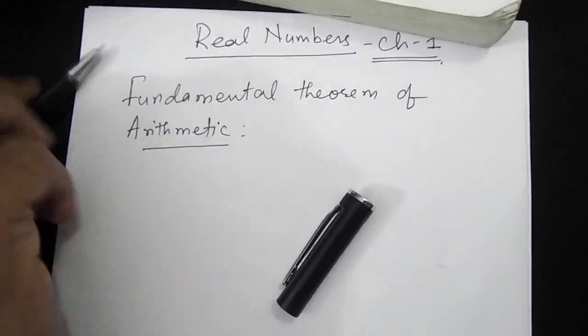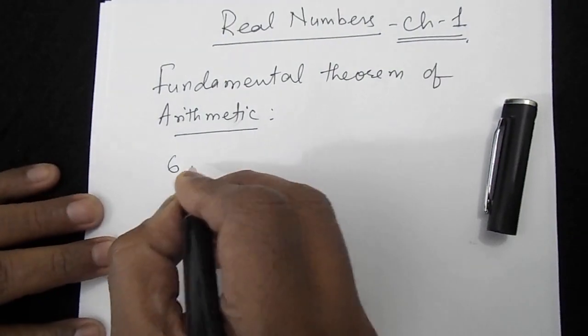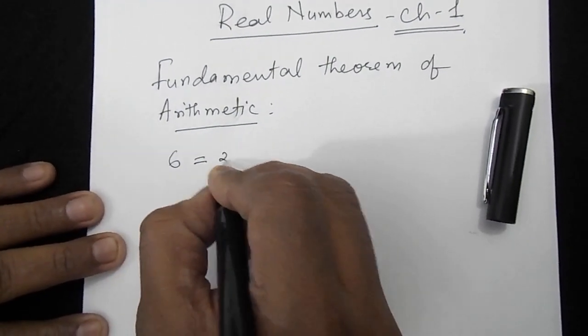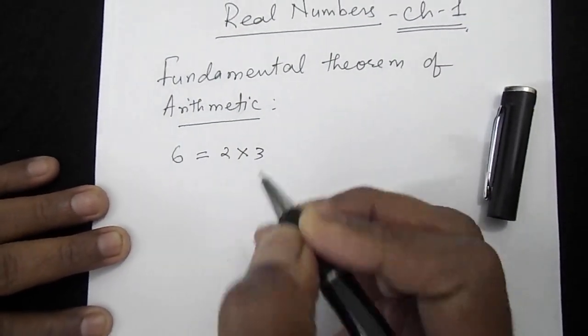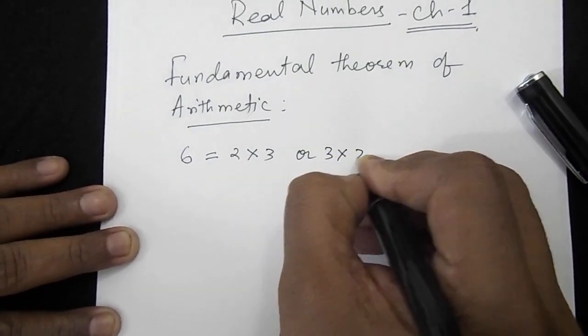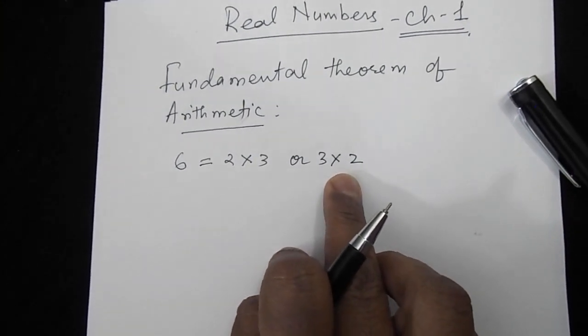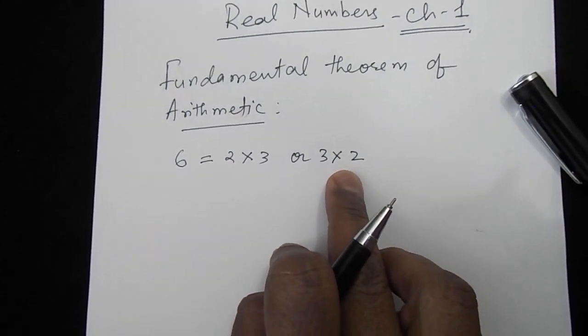That means that suppose we have 6. The prime factorization of 6 is 2 into 3. So we can have 2 into 3 or 3 into 2. The order can change, but the numbers will not change.